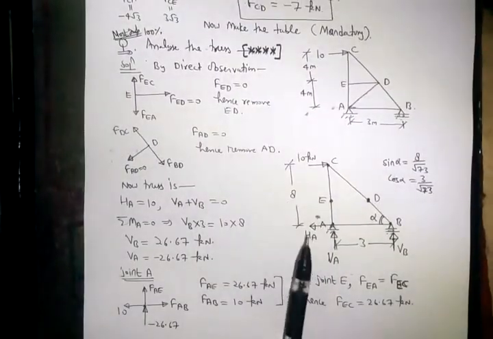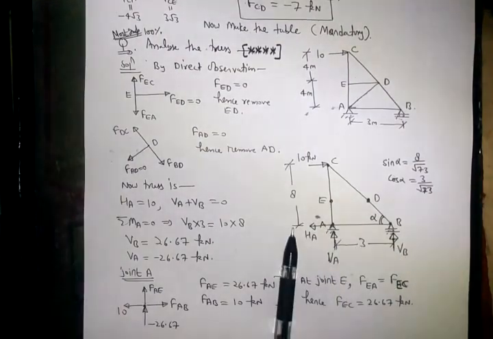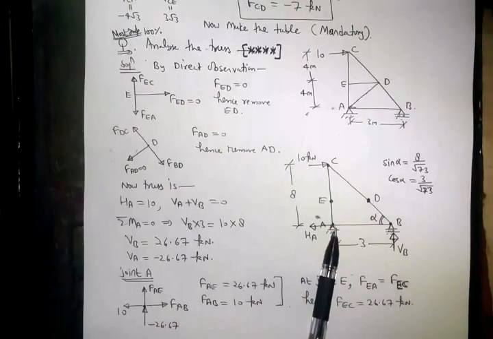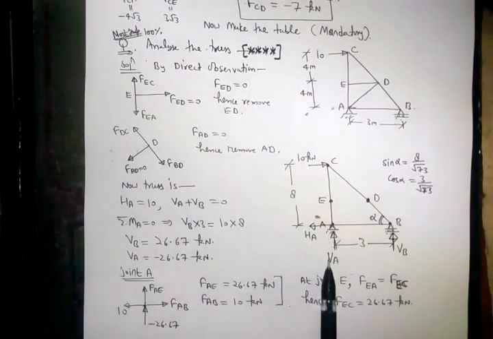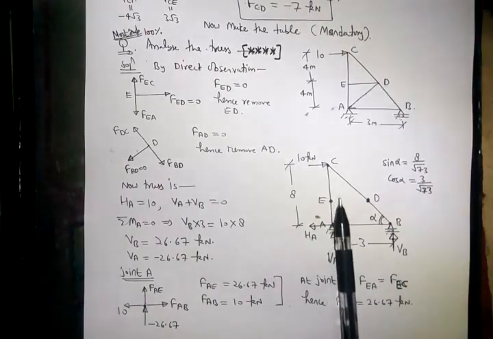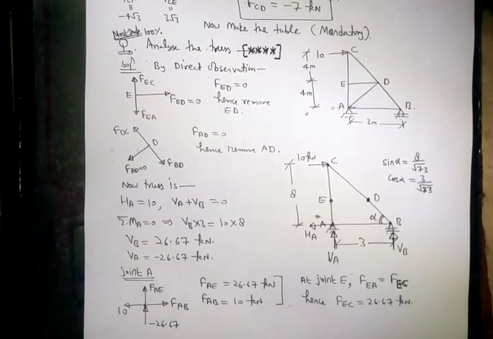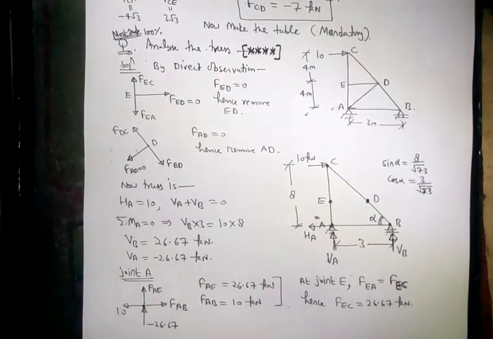I can calculate the reactions VA, VB, HC, and if I take joint A, by direct observation I can say that force in AE will be VA, and VA is minus 26.67, means VA is tensile. VA is tensile, hence force in AE will also be tensile. So FAE equal to tensile 26.67, means plus 26.67, and same force will be in EC.